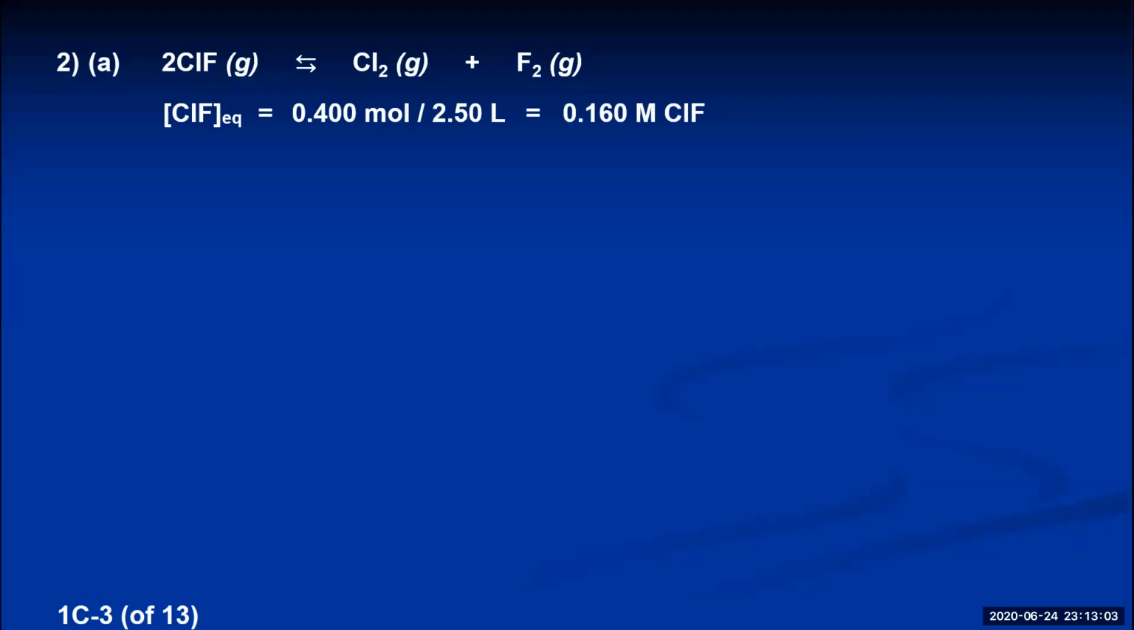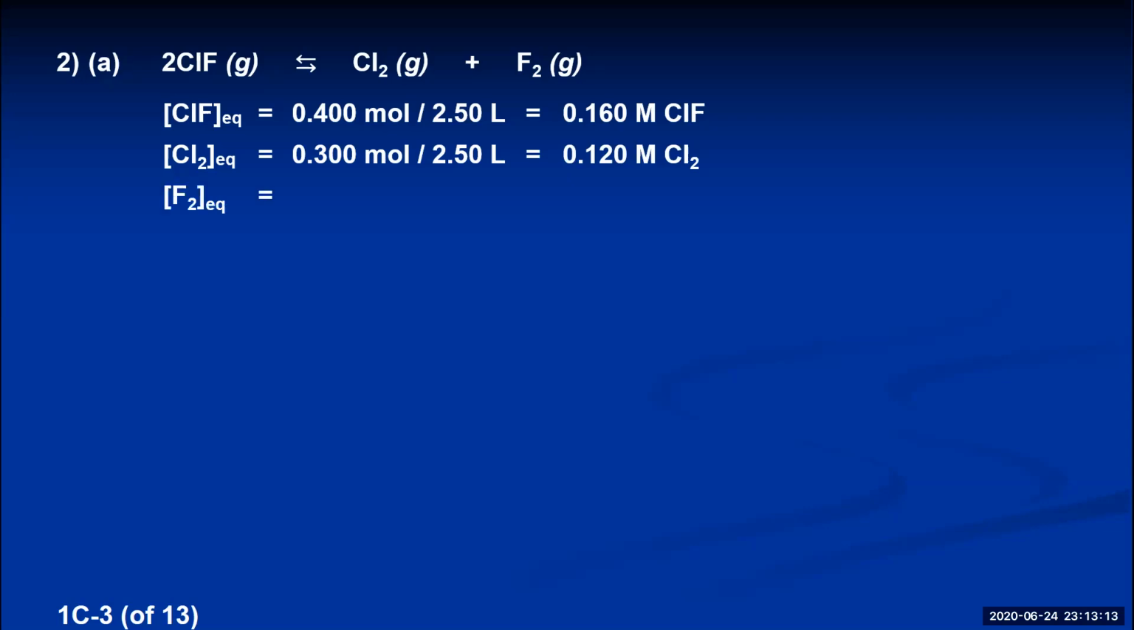molar. For the Cl2, it was 0.300 moles divided by the 2.50 liter container, giving us a molarity of 0.120. And for the fluorine, the 0.100 moles divided by the 2.50 liter container gives us a molarity of fluorine, also to three significant figures, of 0.0400 molar. That beginning 0 never counts as a significant figure.